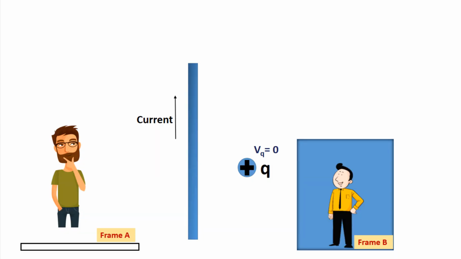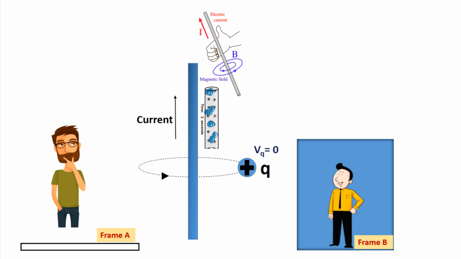Let us consider a situation. A charged particle Q is at rest with respect to frame A and frame B, and there is a current carrying conductor having the current in the upward direction. If we look inside the current carrying conductor, we see that the free electrons are drifting in the backward direction. Since electrons are charged particles, the motion of electrons gives rise to a magnetic field around the straight current carrying conductor. We also know that a straight current carrying conductor creates concentric circular magnetic field lines around itself. The magnetic field at any point will be tangential to these circular field lines.